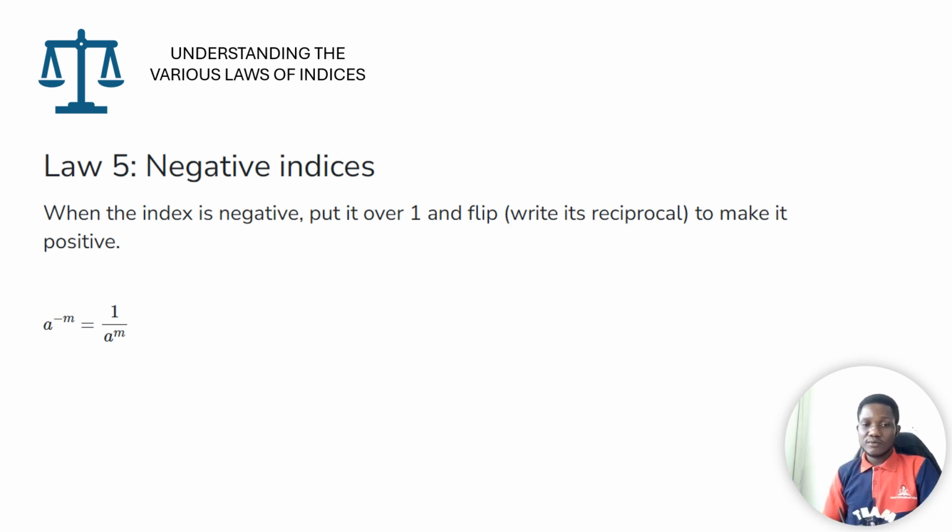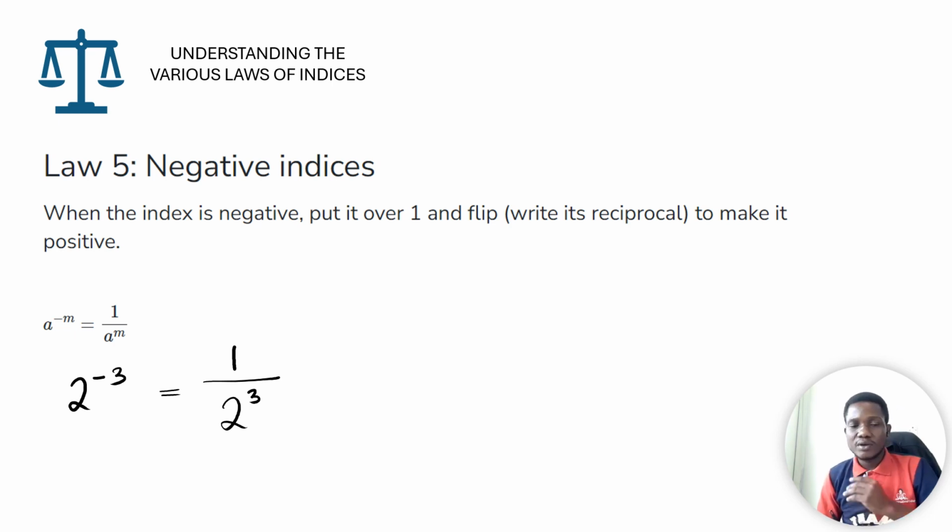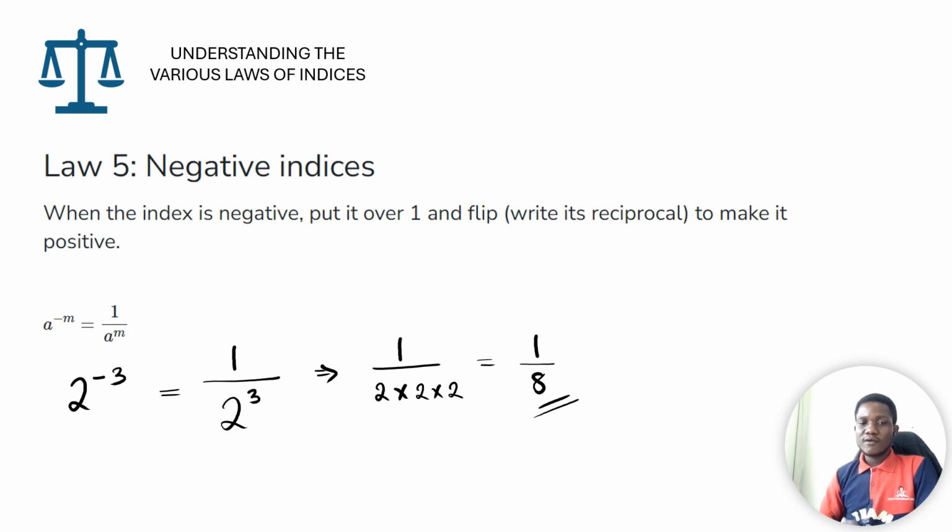Let's do a quick example of that. If you have 2 to the power of negative 3, this will give you 1 over 2 to the power of 3. And if you look at this, we've been able to successfully eradicate the negative sign in our index. If we do a further simplification, this is the same thing as 2 multiplied by itself in 3 places, and this gives us 1 over 8. So 2 to the power of negative 3 ends up giving us 1 over 8.